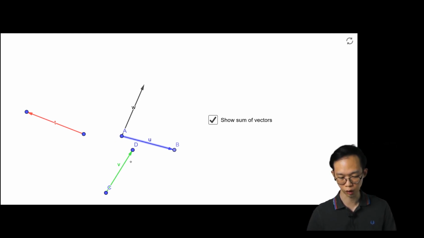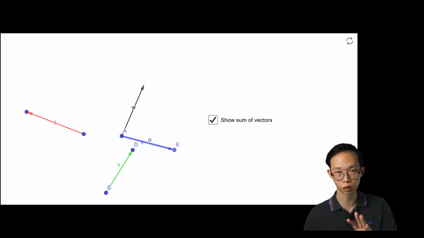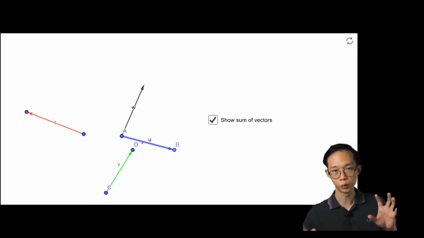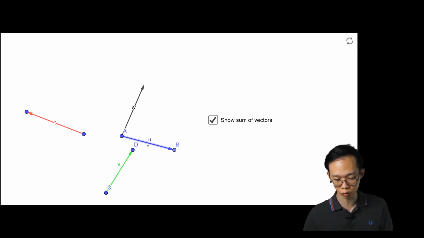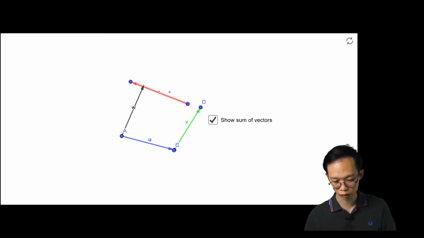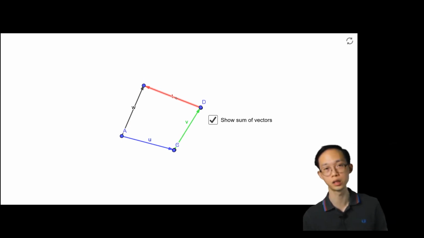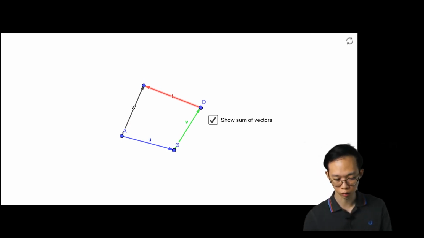But what I want you to notice especially is that this lining up tip to tail method works. It doesn't matter which one goes first. Just as long as you take all the forces that you're trying to add together, you take them one by one and line them up, continuing on from where the last one left off. So U starts here, continue on from where U left off, and T goes next. And you can see that W fits very nicely, being the one that goes from the original start point to the final end point.